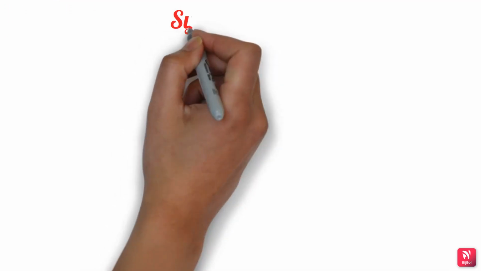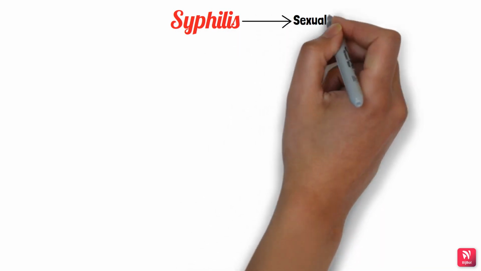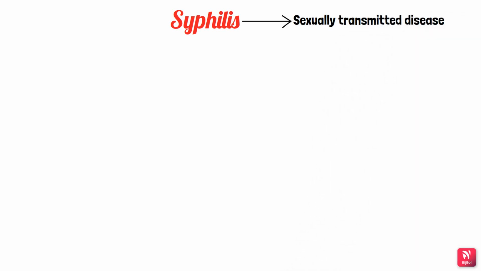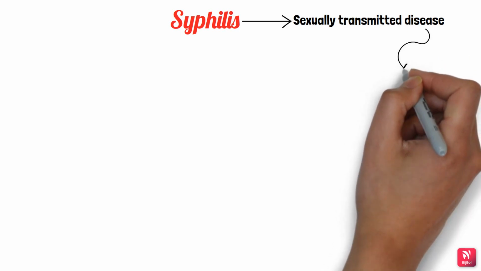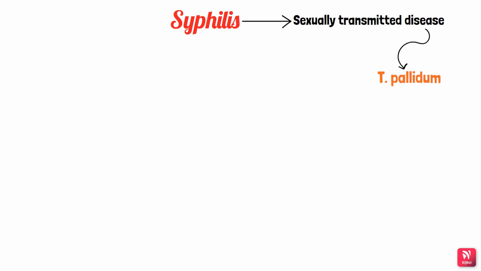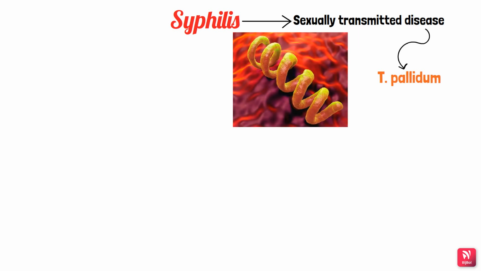Now let's move on to the next bacterial infection, that is syphilis, which is a venereal disease or sexually transmitted disease caused by a bacterium called Treponema pallidum, which is a spirochete. That means it is a thin coiled bacteria. As you can see in this picture, this is Treponema pallidum, a thin coiled bacteria, and it is motile in nature.